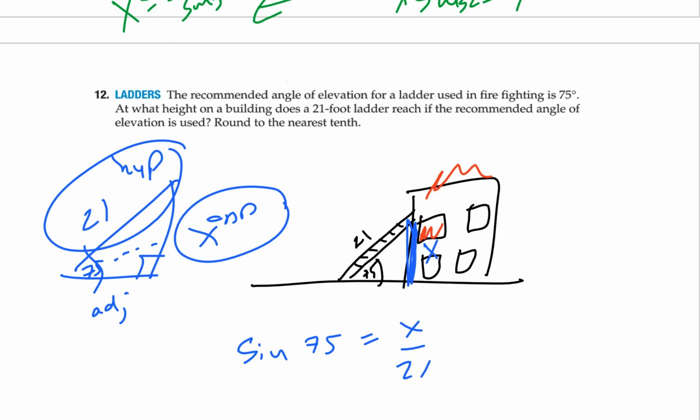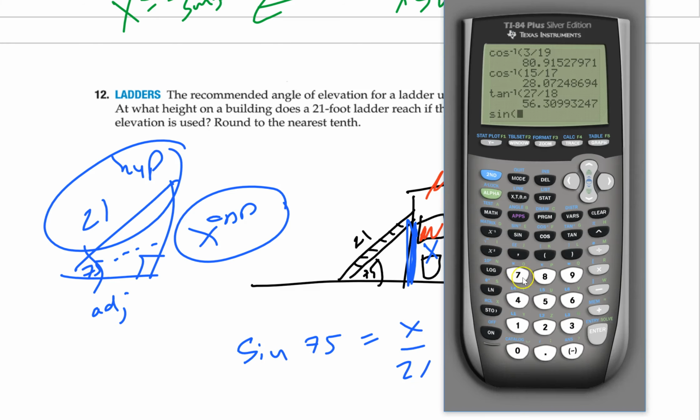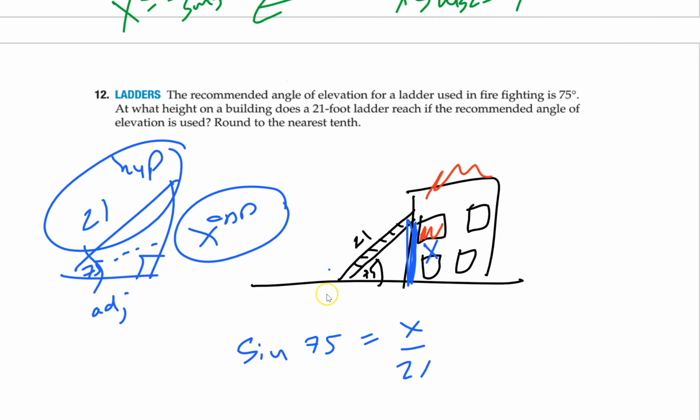Multiply both sides by 21. Sine of 75. Now notice, in this case I have to close my parentheses, because I don't want 21 being part of this. Times 21 and I get about 20.3 feet, is the answer. It's about 20 feet high. It's kind of interesting.